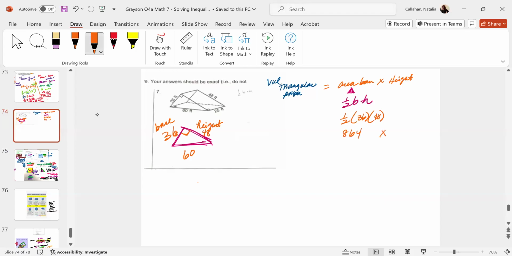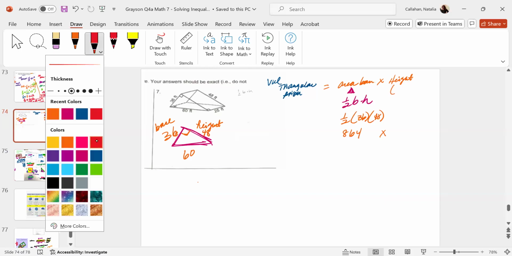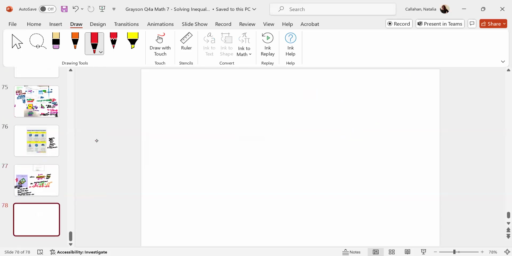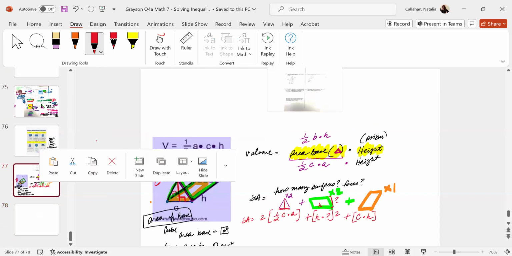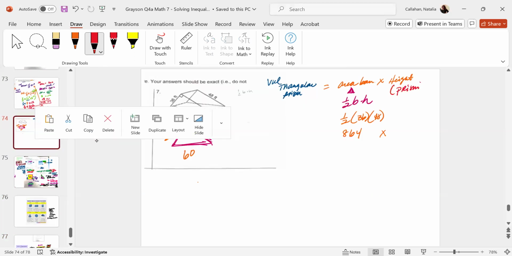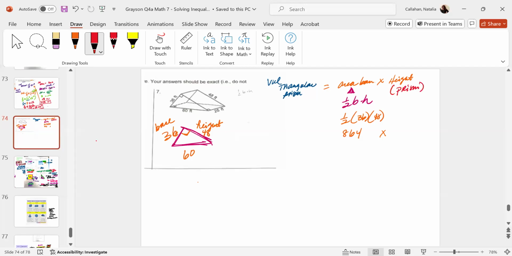Times height. This height is not the height of the triangle. What is this height? Let's go back over here again. What is that height again? It's the height of the what? The prism. So go back to your question. What's the height of the prism? The height of the prism is 1/2 base times height. So the height of the prism is the area formula for the triangle.